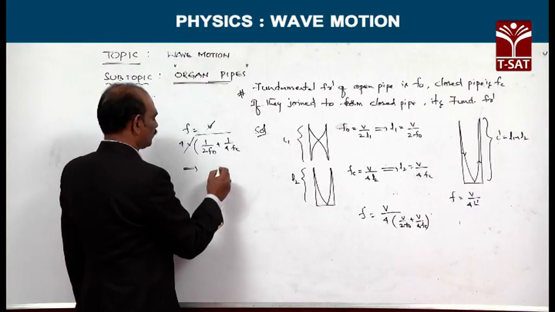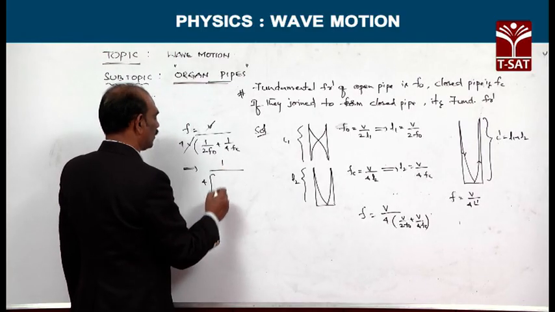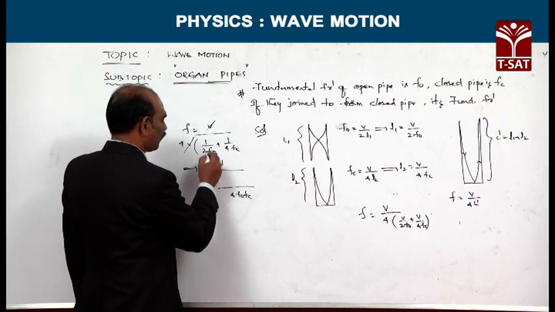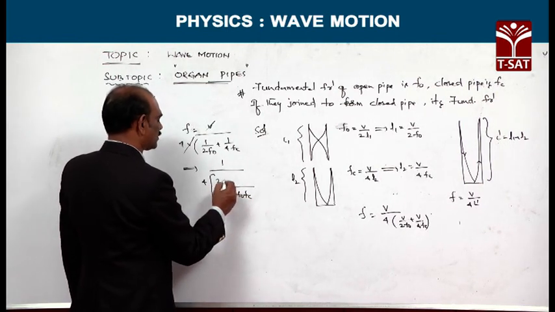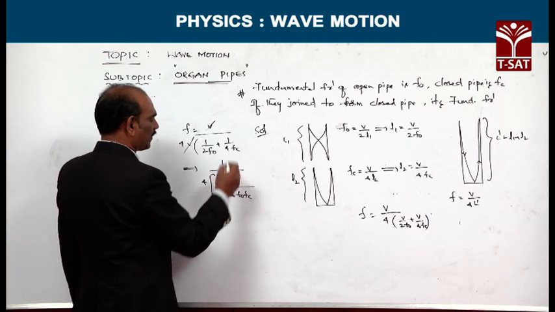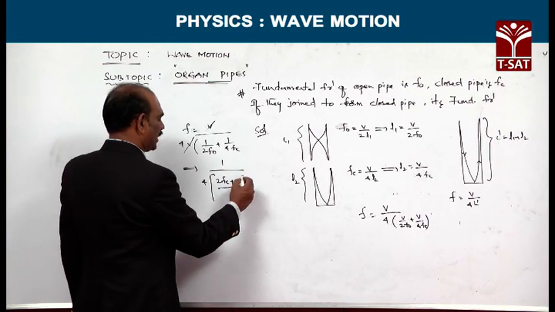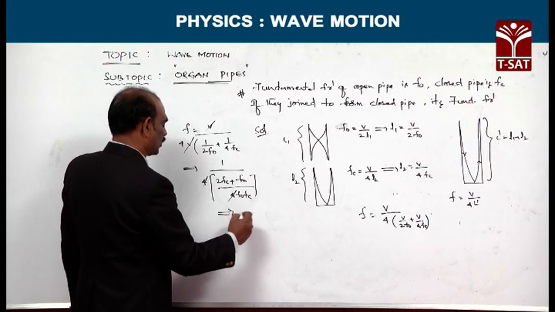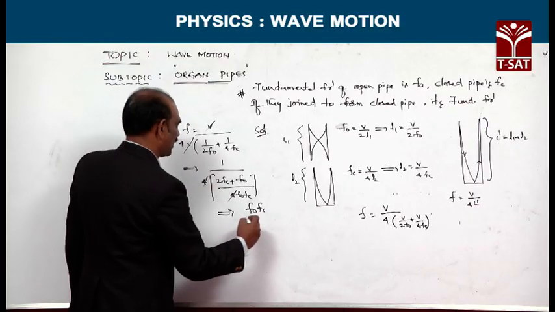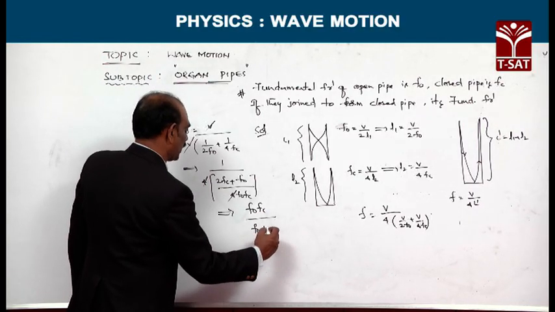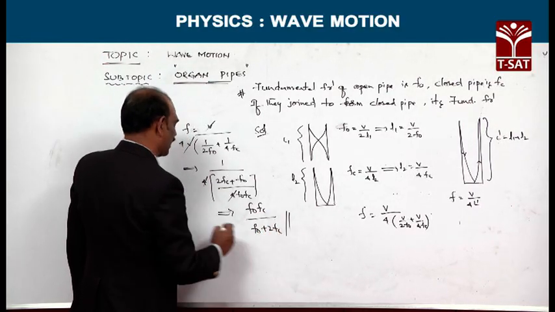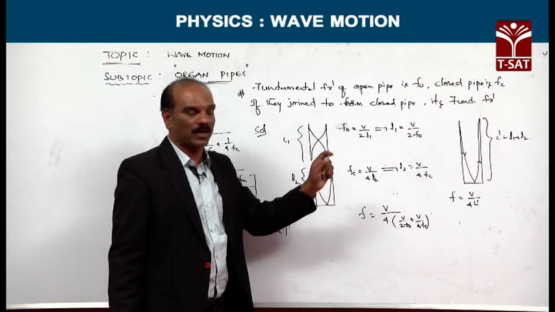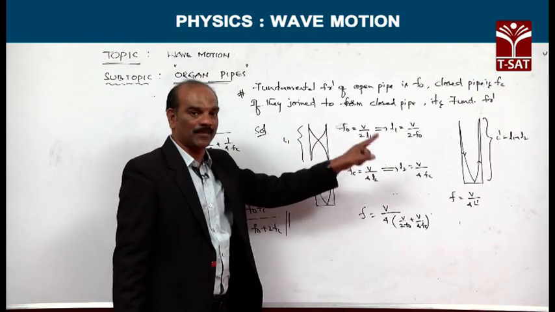Now taking LCM, 1 by 4 times of 2F0 4Fc, 4F0Fc, 2F0 goes here 2Fc times plus 4Fc goes and here only F0 times. Therefore 4 gets cancelled, which is equivalent to F0Fc by F0 plus 2Fc. This is the frequency of the so formed closed pipe by the combination of these two in the fundamental mode.